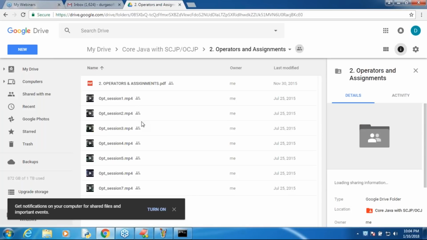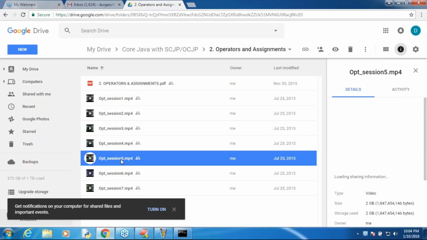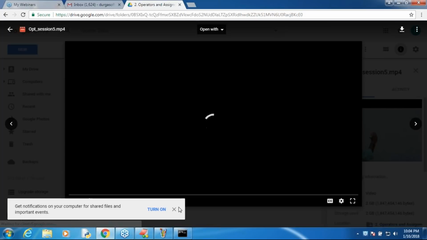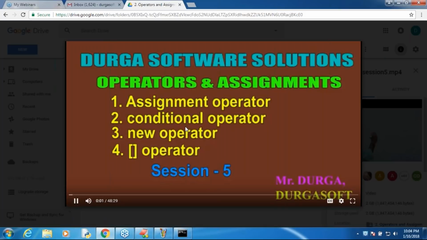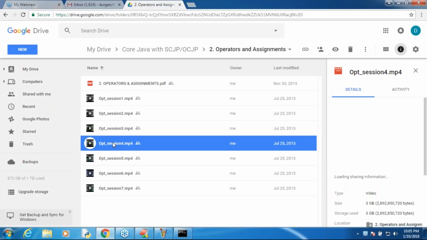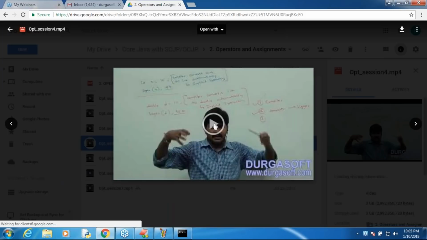In operators and assignments, there is one topic, maybe in session 4 or 5, typecasting by default will be there, sir. I'm not sure. Okay, the same Durga sir only. Don't worry about that, because your net speed is a bit low. Same Durga sir: assignment, conditional, new operator and the square bracket. Oh, assignment operator just completed. So this is session 5, and session 4 is the same.